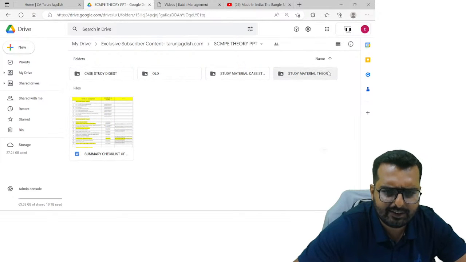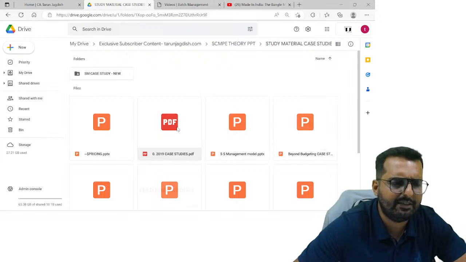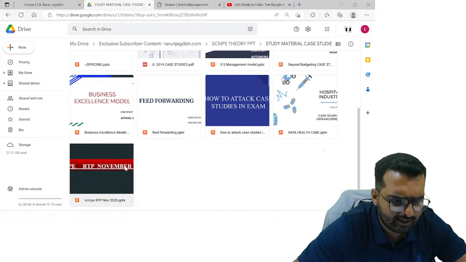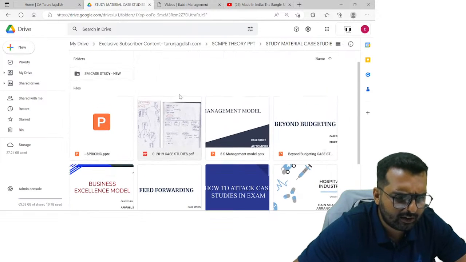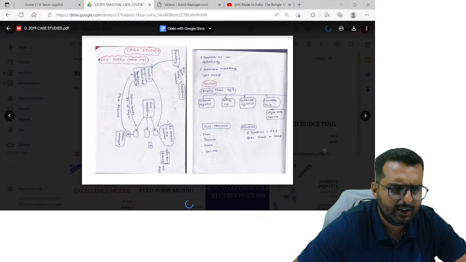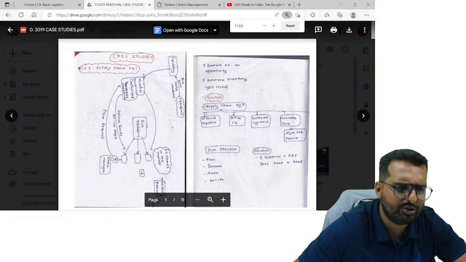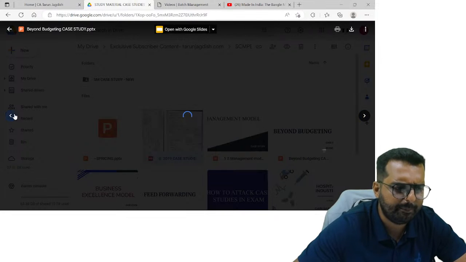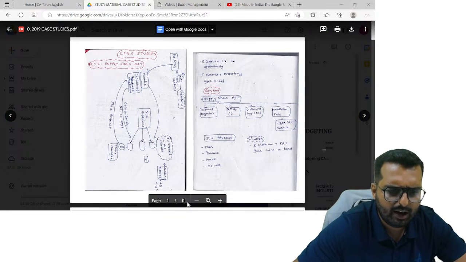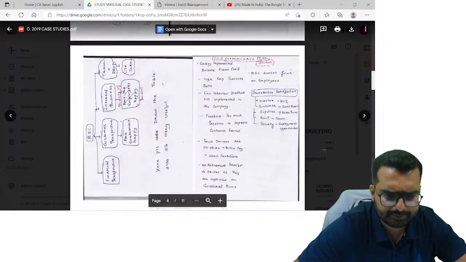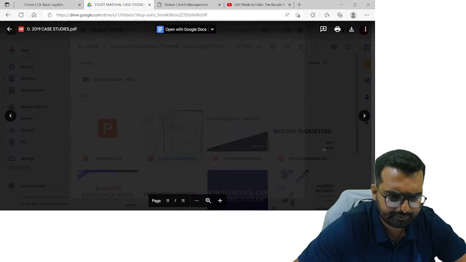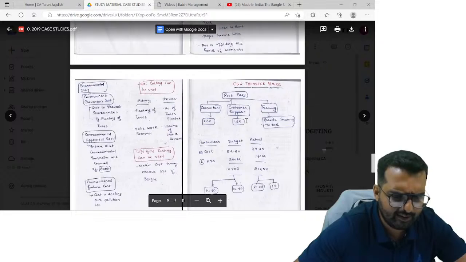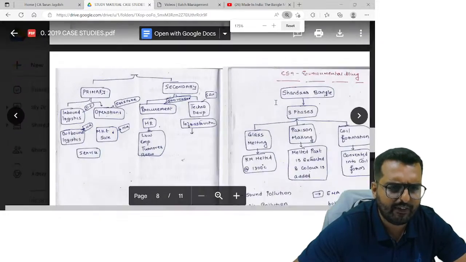Here there are case studies, study material, case study. This is one of the study material case studies that we are discussing here. Yes, these are my handwritten notes. I have made short notes of the case study so that you can all revise it very, very quickly. Okay, so let me go down. It is one of the last cases. Look at this, Shandar Bangle.